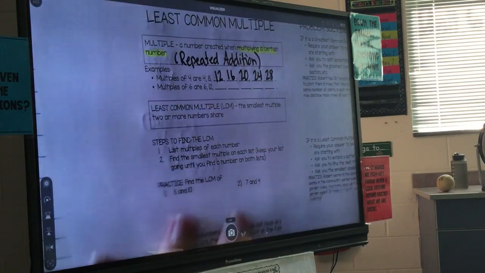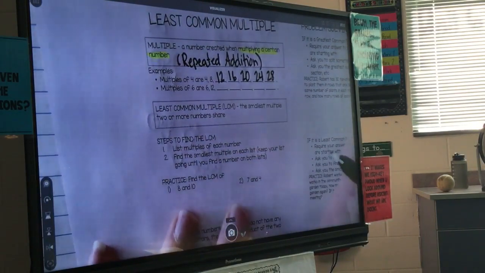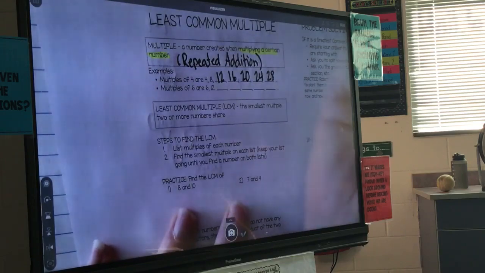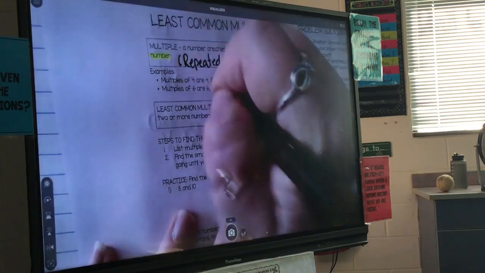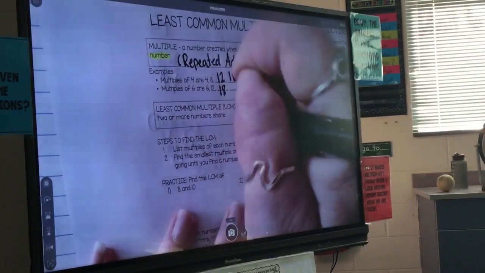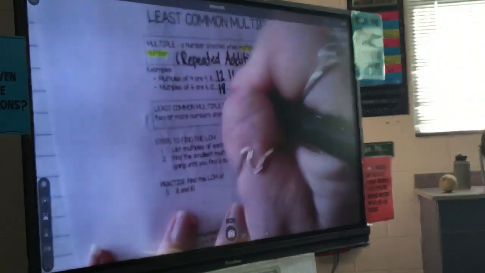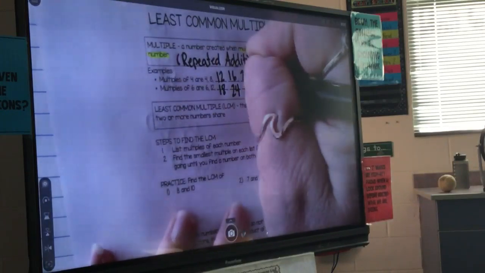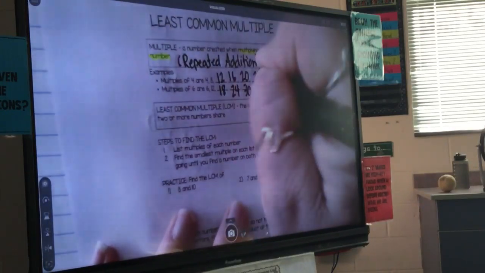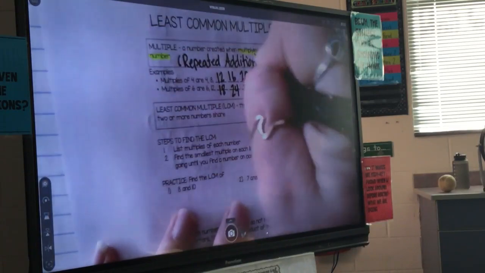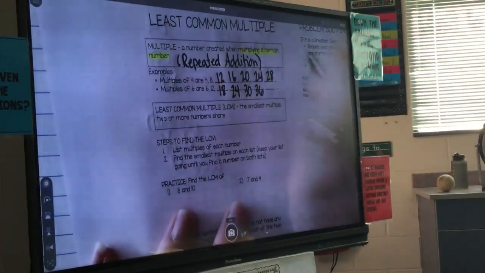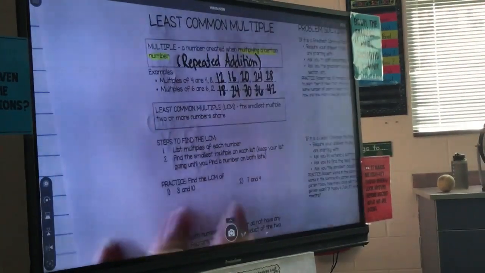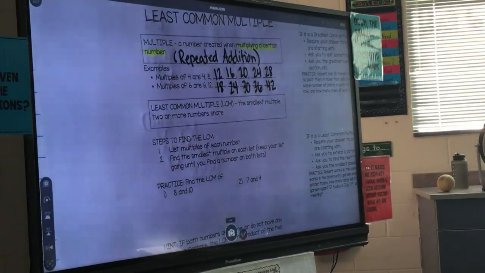You have 6, 12. What comes next? 18. Don't call it out. Samantha? 18. What comes after 18? Silas B? 24. What comes after 24? Gracie? 30. What comes after 30? BK? 36. And what comes after 36? Alex? 42. All right, so again, it's just repeated addition. That is all multiples are.